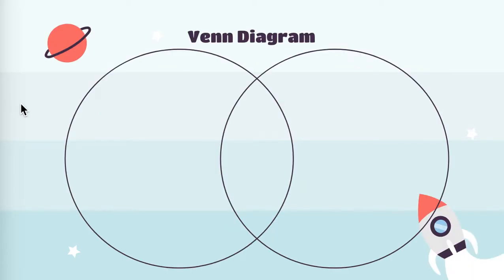This is an example of a Venn diagram. You probably already know how it is used, but this graphic organizer helps us organize our notes when we compare and contrast two things. The center of where the two circles overlap are for the similarities or the things that are alike. Each side of the circle is for the differences.